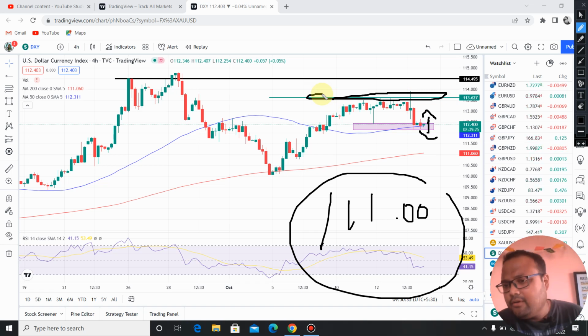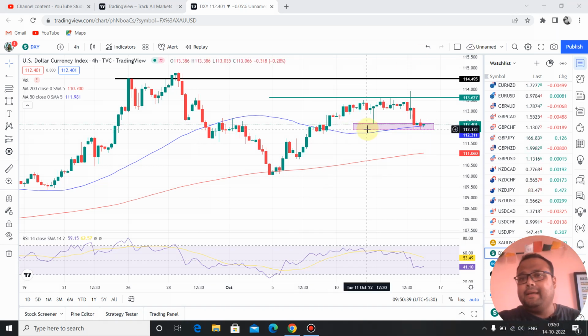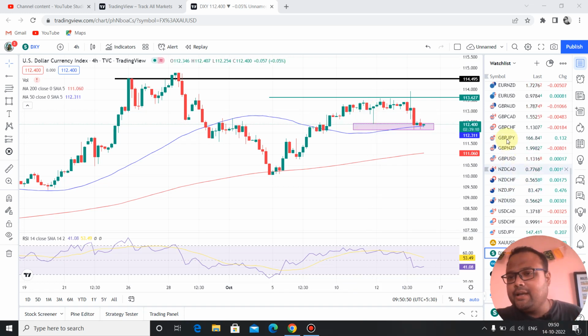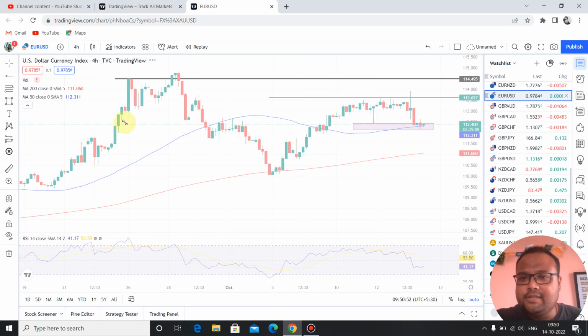As it's a Friday, I think that there will not be much movement in the market. The market may remain like this, at least during the Asian and the European session. The US session may bring some crazy volatility, I don't know. So this is the overall condition of DXY. Now let's have a look at the chart of Euro Dollar, EUR/USD.